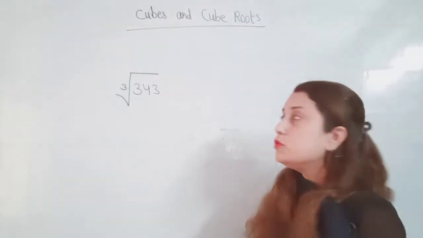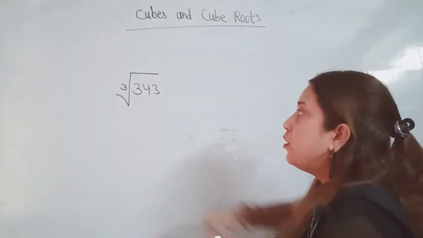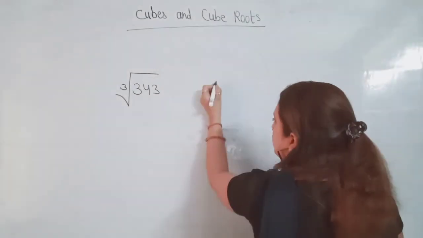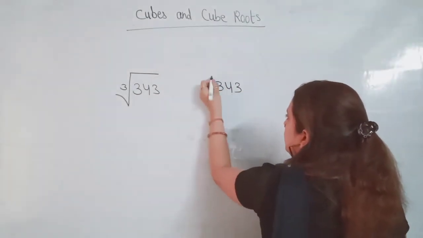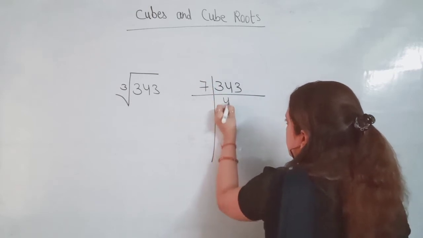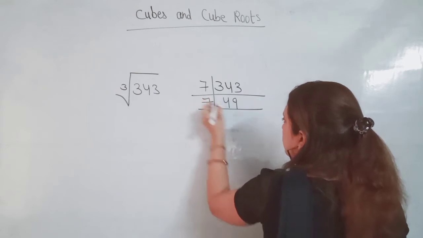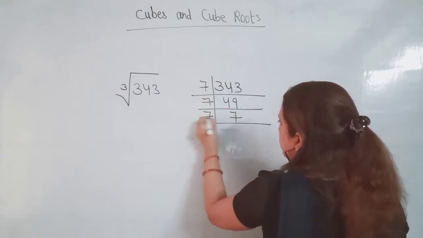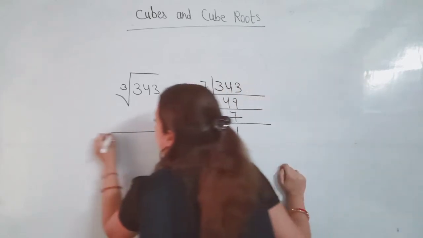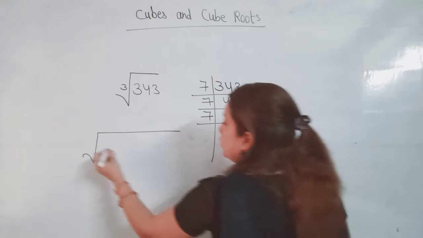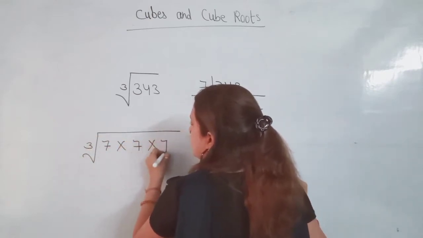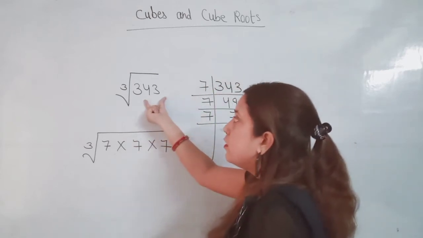So first we will do the prime factorization of 343. First we do the prime factorization of 343. Do it, 343. 7 7s are 49, 7 7s are 7, 7 1s are 7. Okay, how many times does 7 come? We write within a cube root sign, 7 into 7 into 7. This is the prime factorization of 343.